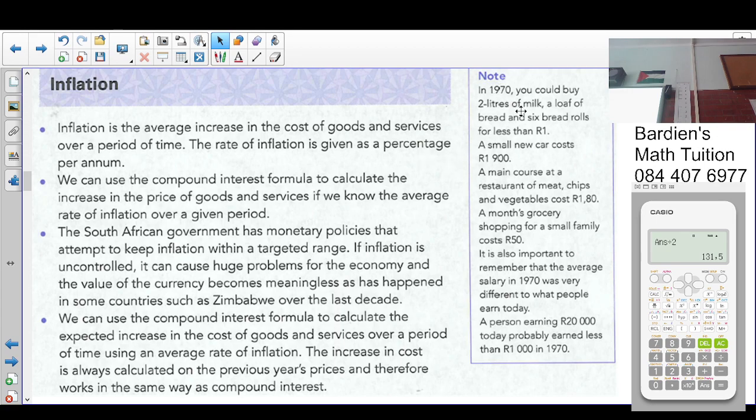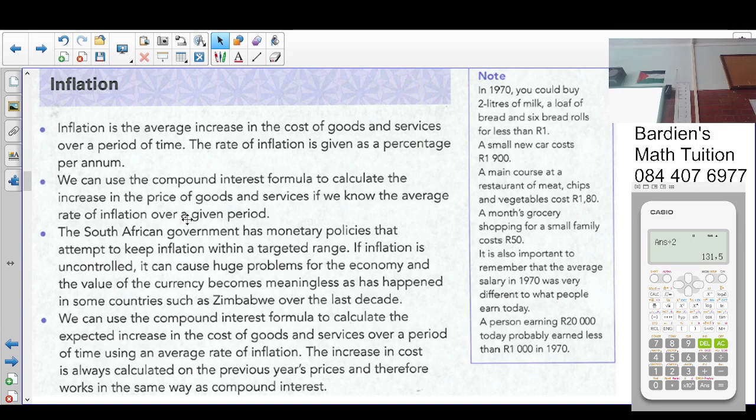So here, note in 1970, you could buy 2 liters of milk, a loaf of bread, and 6 bread rolls for less than R1. A small new car cost 1,900 Rand. But today that is your allowance for the month; some of you get more than 1,900 for the month. The main course at a restaurant of meat, chips, vegetables cost about 180. Monthly grocery shopping for a small family cost 50 Rand. Today getting to school costs more than 50 Rand. You take about 2 taxis and a bus. Some of you are paying more than 50 Rand to get to school. So as time progresses, things become more expensive, and that is what we call inflation.